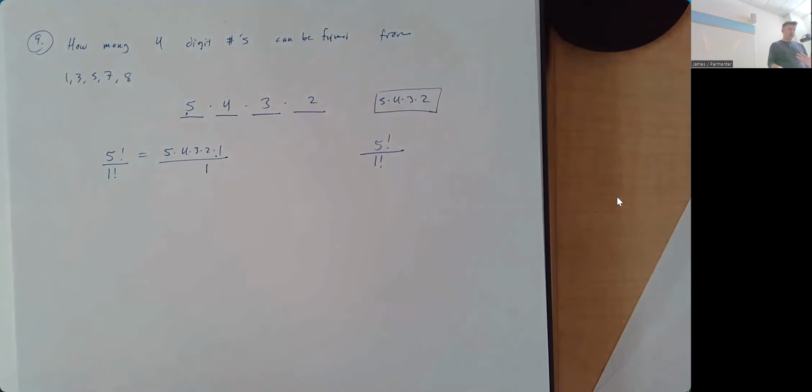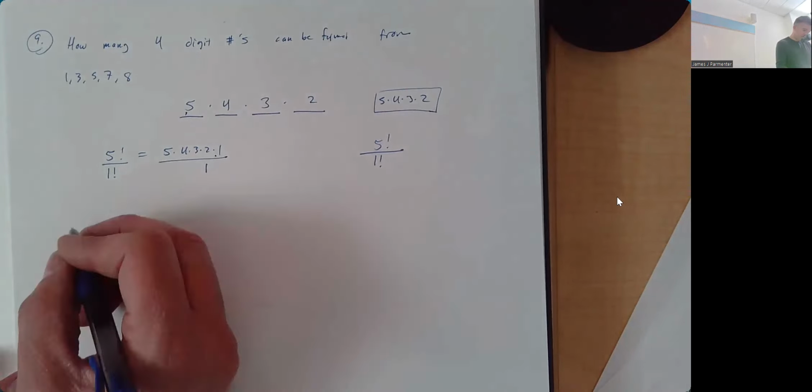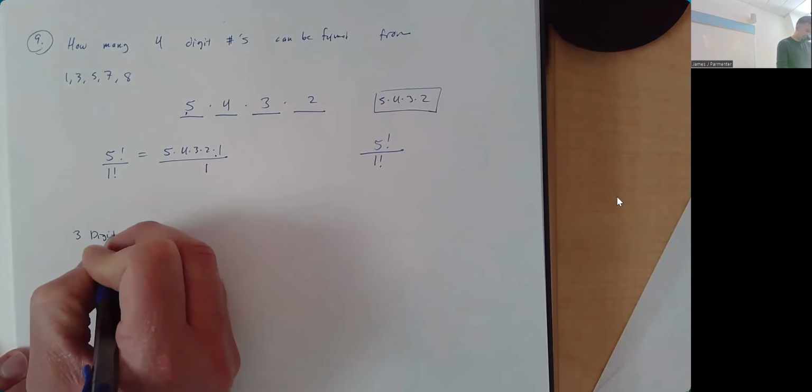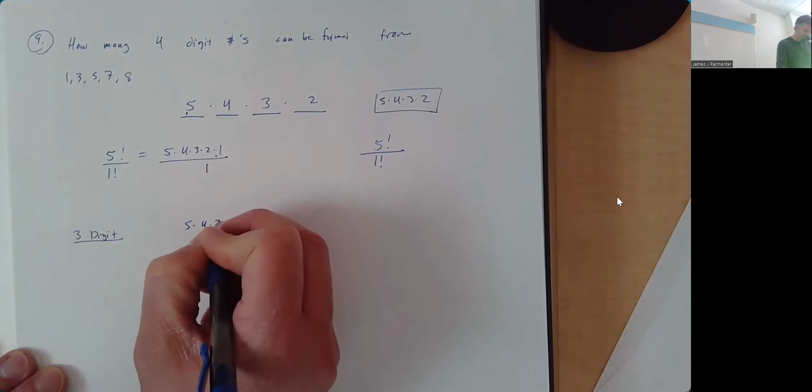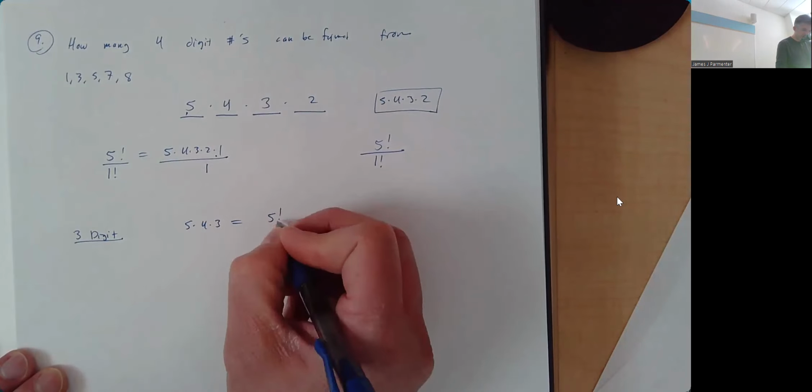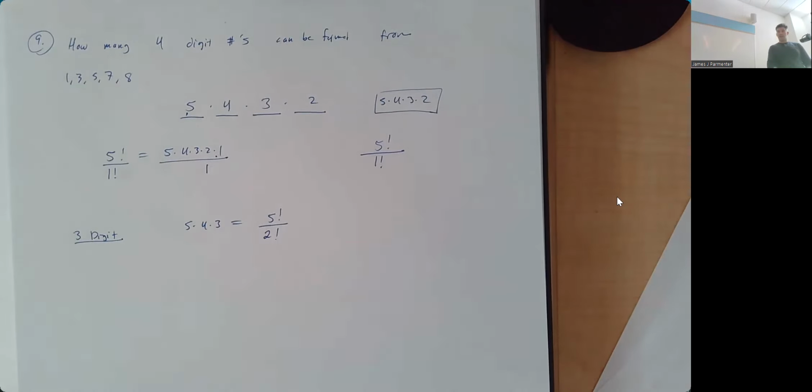If instead it was how many ways could I make, say, a 3-digit number with the same digits, it would be 5 times 4 times 3, which I would write as 5 factorial over 2 factorial, because I'm missing the 2 times 1.